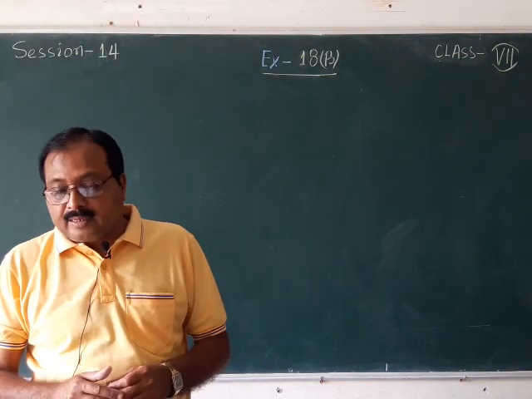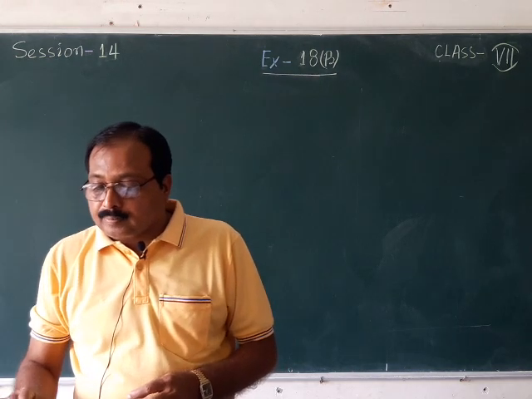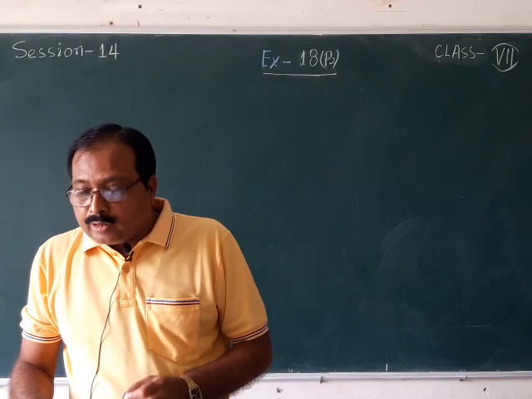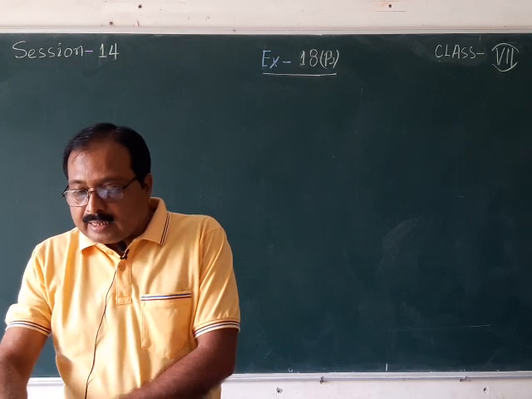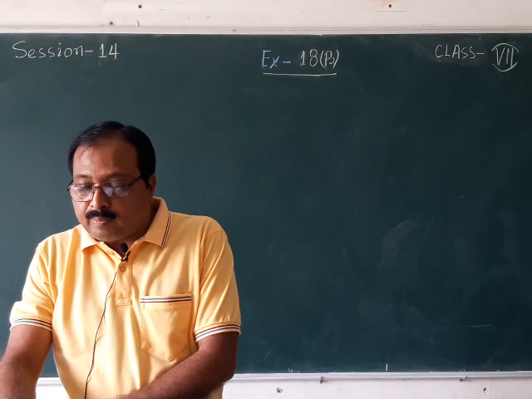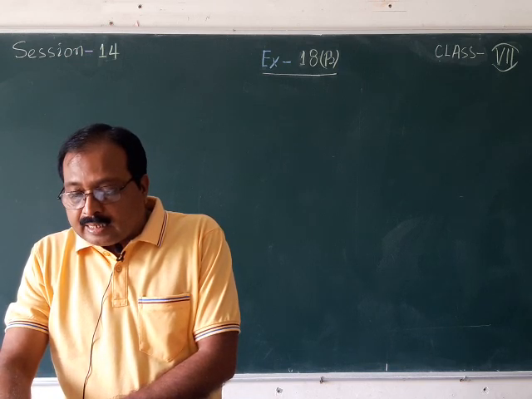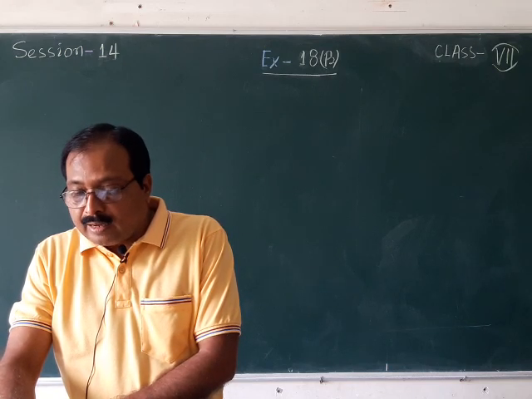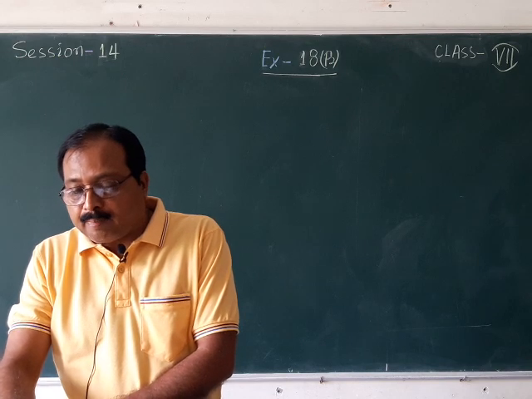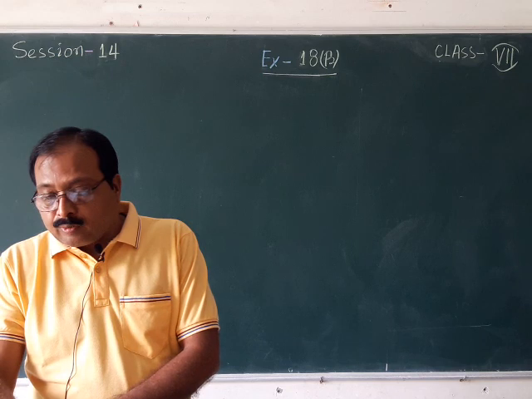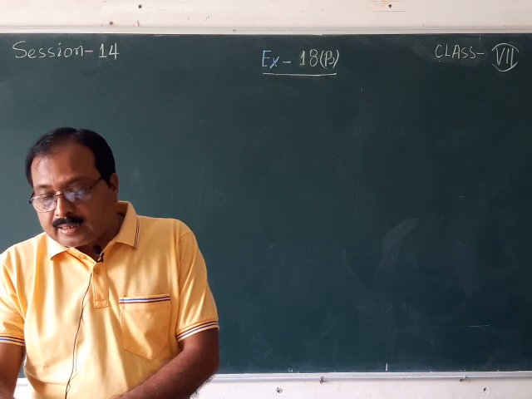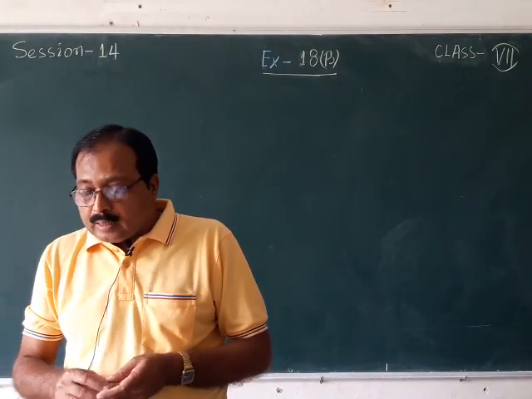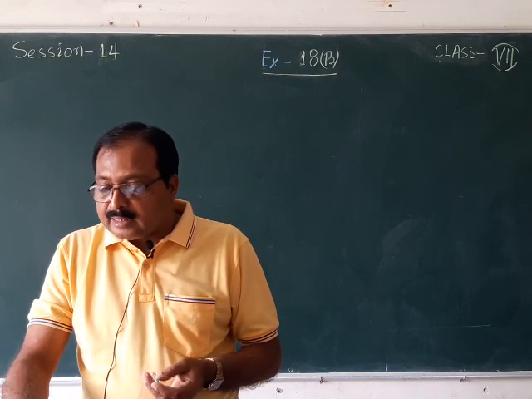Here in example 15, it is a surprise test performance of English, and it is for 25 marks. Read the graph, and here you can study the graph. The heading is written, student performance in two tests, and 1 unit is equal to 5 marks. The surprise test and the planned test, two types of tests are there. Here you can see the dark color is for the planned test and the light color is showing the surprise test.